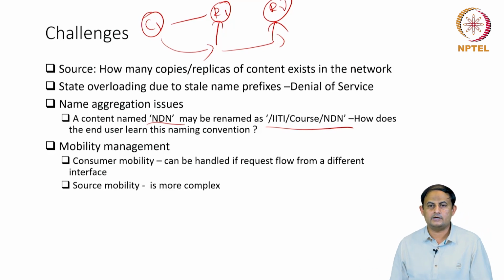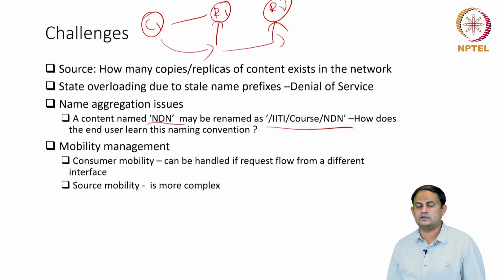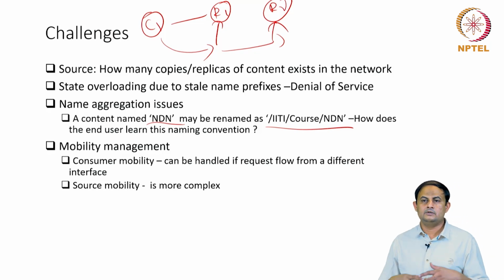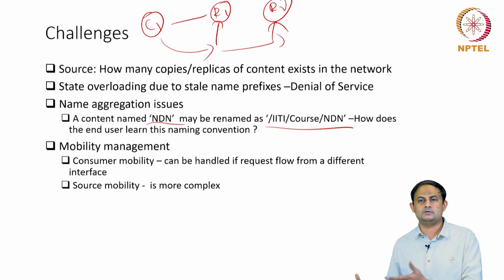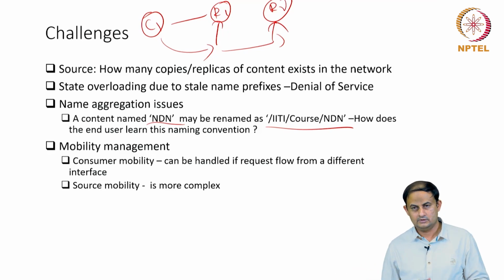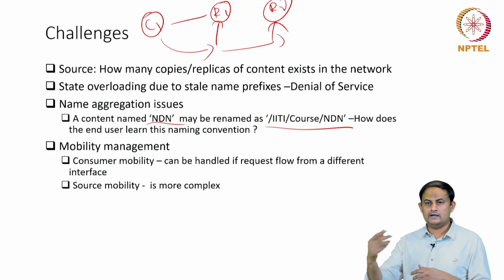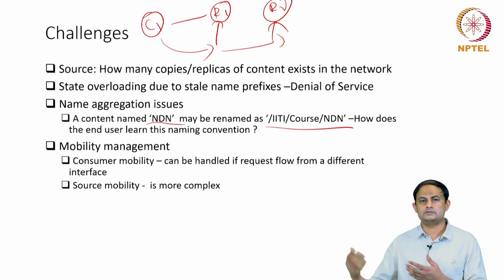Different research projects have attempted different mechanisms to address these challenges and provide the features that are required in the ICN network. We will take a few examples of ICN network architectures to understand how these features and challenges are addressed in those architectures. So that is the discussion for the subsequent lectures.